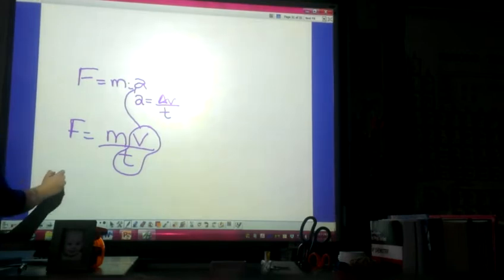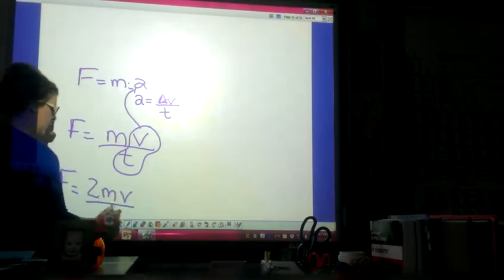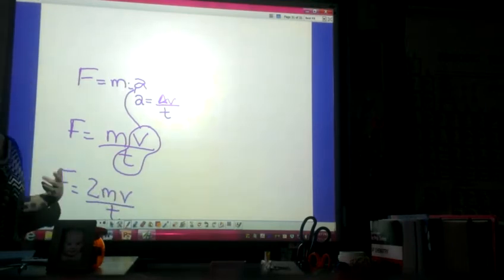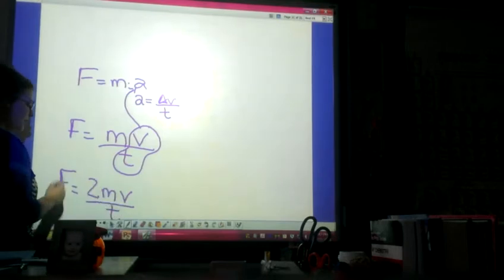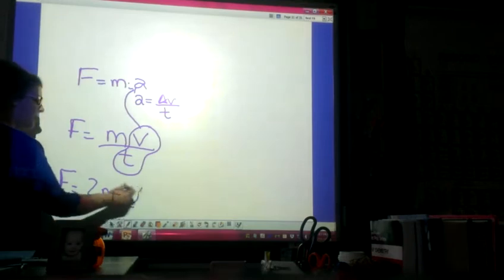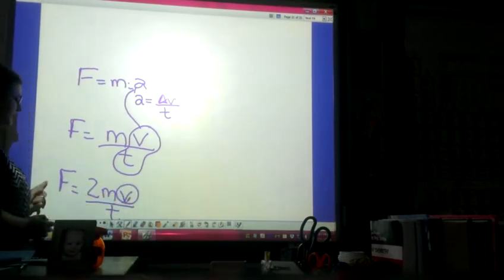Same thing, I just substituted this in here. They told me that I'm going to apply the same force, but now I'm going to double the mass: 2m times v over t. What would the final speed be? So all I want to do is rearrange what I've just done, but now for v. I would multiply both sides by t.